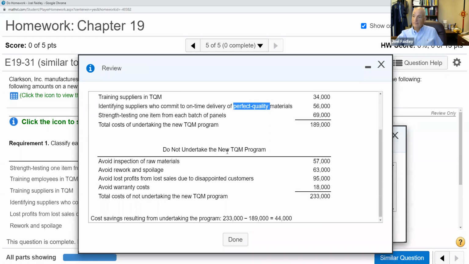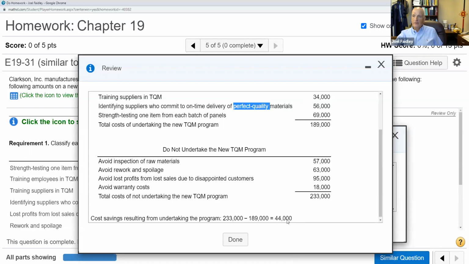So what are we going to save? And either save or avoid. Big difference between cost reduction and cost avoidance. So here you're going to avoid these costs. So if we're going to spend $189,000 and we're going to avoid $233,000, then that says our cost savings from spending these dollars up here is $44,000.